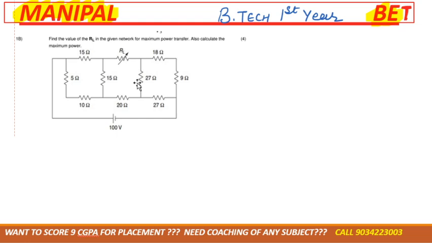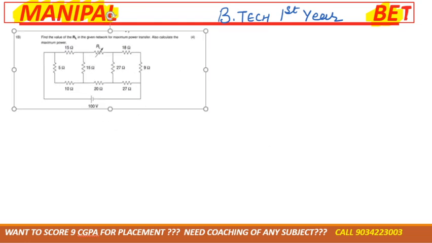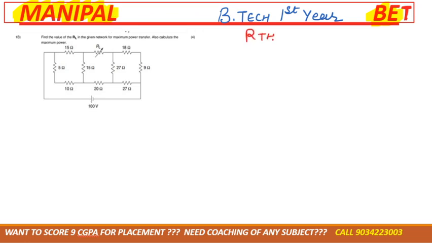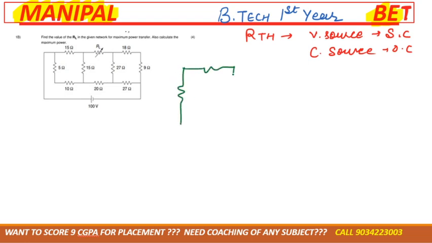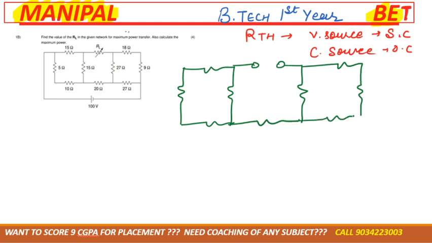Now in the next part we need to calculate RTH. For RTH, what we need to do is remove the voltage source and make it a short circuit, and remove the current source and make it an open circuit. So if I redraw the diagram, the resistances must stay as they are, and RL must again be open circuit. So the diagram looks like this, yes or no?